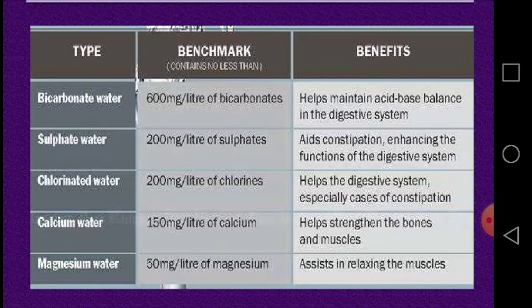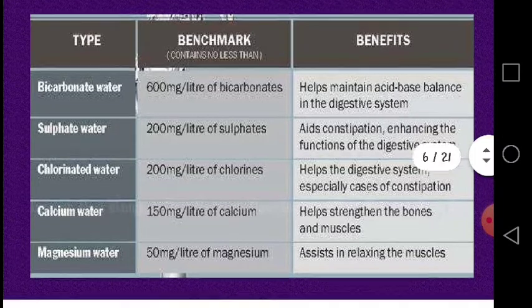Chlorinated water means chlorine must be present in the water, and it helps in the digestive process. Secondly, it is very important for disinfecting the water from microbes. 200 milligrams of chlorine must be present in the water. Calcium, 150 milligrams per liter, is required, and it helps to strengthen the bones and muscles. Magnesium, 50 milligrams per liter, is required, and it assists in relaxing the muscles. So we have focused on some important minerals which must be present in the water and their benefits.